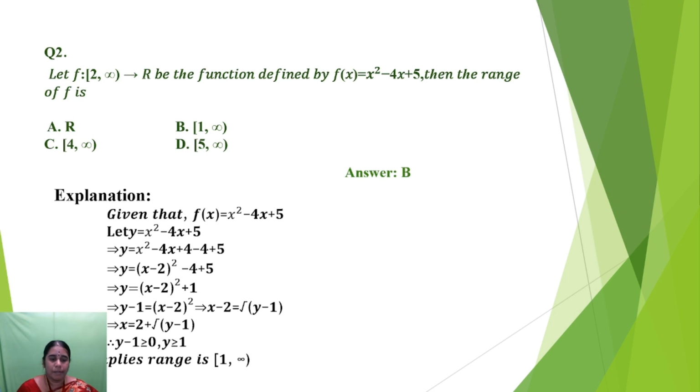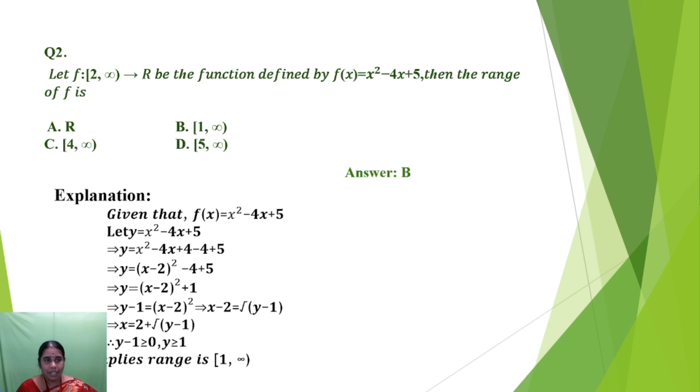So the equation can be rewritten as x square minus 4x plus 4 minus 4 plus 5. On comparing the first three terms, we rewrite the given equation as y is equal to x minus 2 the whole square minus 4 plus 5. On solving this, we get y minus 1 is equal to x minus 2 the whole square, which is nothing but x minus 2 is equal to root of y minus 1. Means x is equal to 2 plus root of y minus 1.